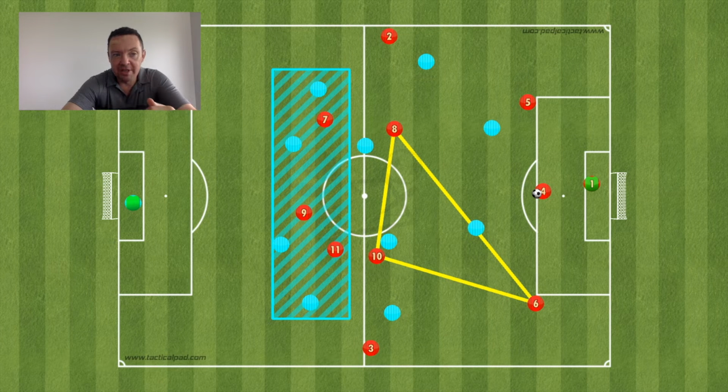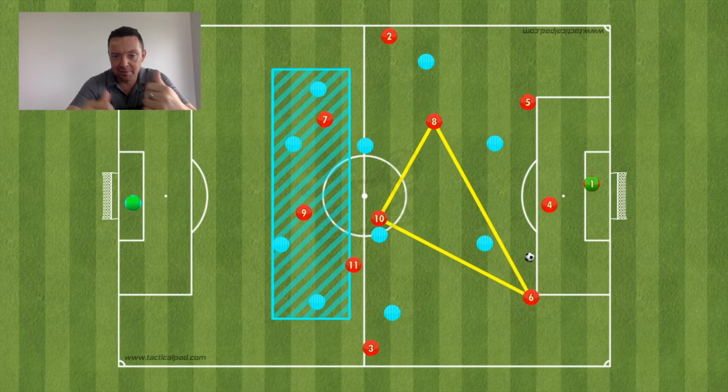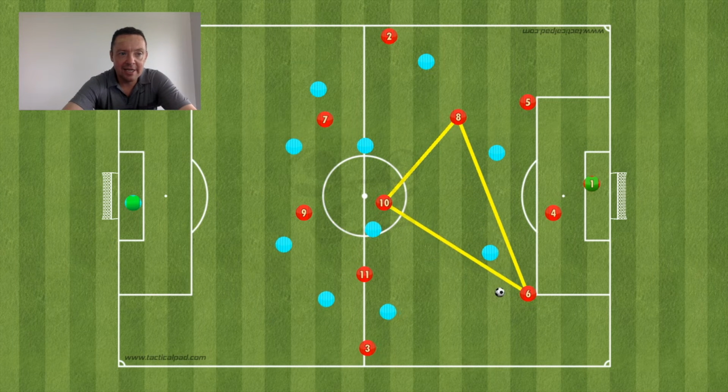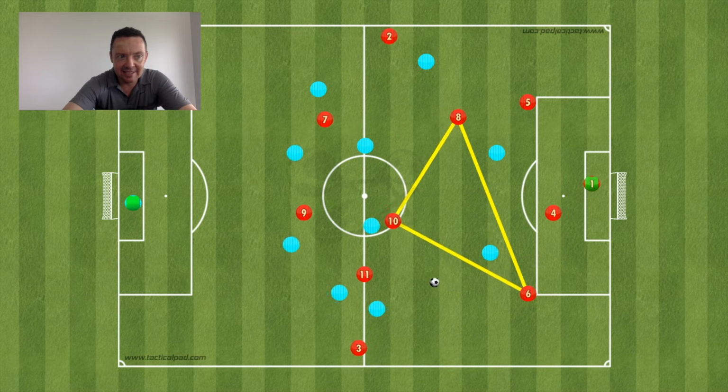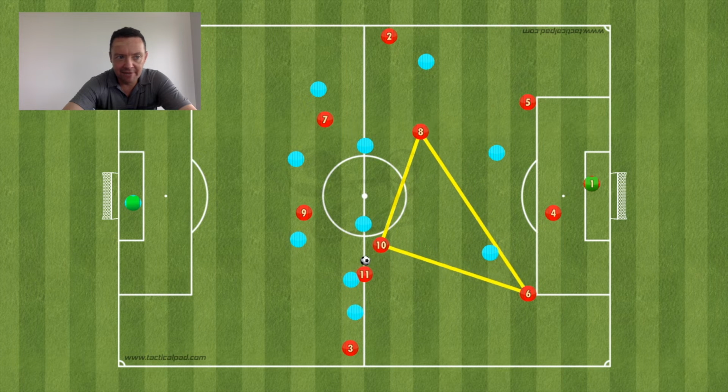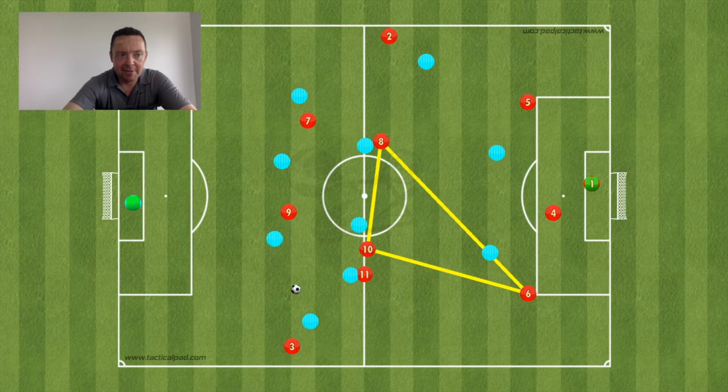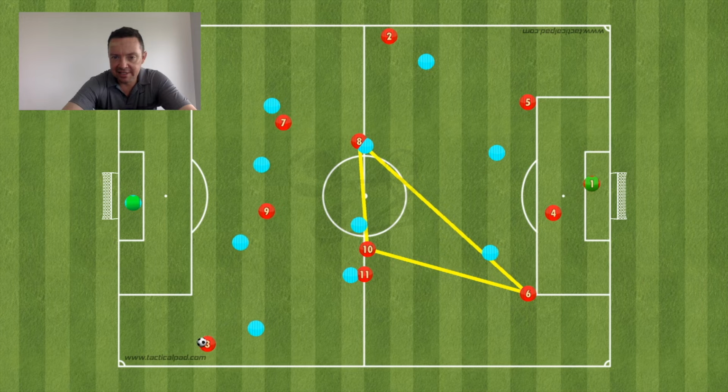You've overloaded that back 4 again, which is going to have to move those wide forwards back. Creates passing lanes. This one here goes into the number 11. And then you play through the 10. You release the fullback who's going to get forward on the outside. And then you've got the opportunity to get down the line and create crosses and another goal scoring opportunity.